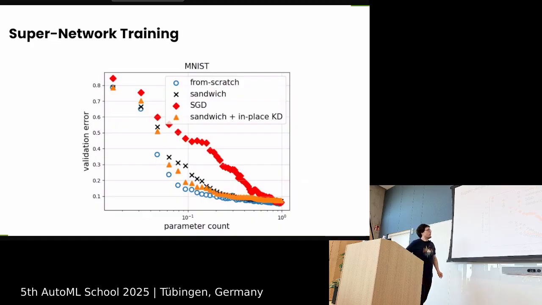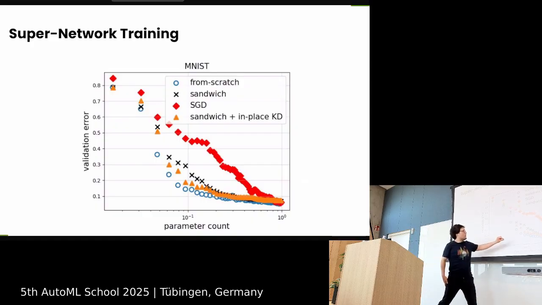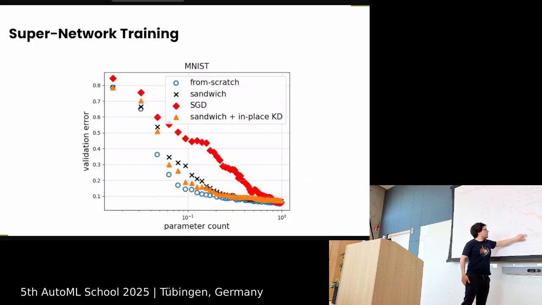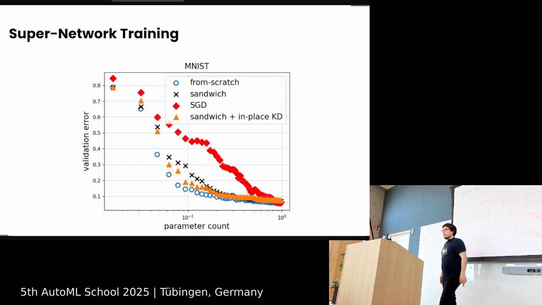Yeah. And this in-place knowledge distillation, especially for those smaller networks, improves them a little bit compared to just the sandwich rule.